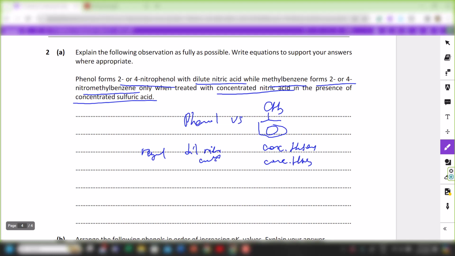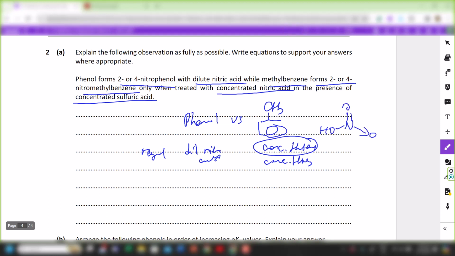But for the case of methylbenzene, the methyl group is not that electron donating. Therefore, it requires a very strong electrophile to be produced in order for methylbenzene to react with it forcefully. Putting dilute nitric acid with methylbenzene on its own, they won't react, they will just mix. So I will need conc sulfuric acid in order to generate the nitronium electrophile. If you are able to recall, the role of this is to protonate. I'm just going to draw this out. So this is nitric acid.